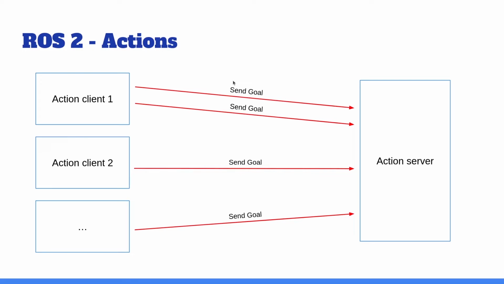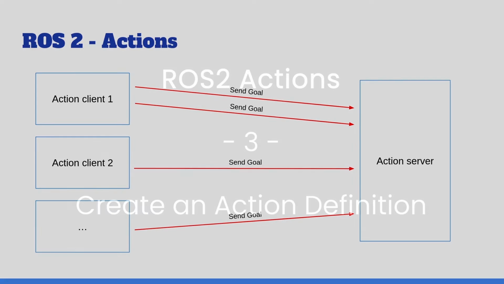And what you can have also is, in this case, you can see action client 1 is actually sending multiple goals. So 1 client can send multiple goals, and you can also have several client nodes sending as many goals as you want, and then it's going to be handled in the action server. All right, and now that you've seen all that, it's time to actually write some code.